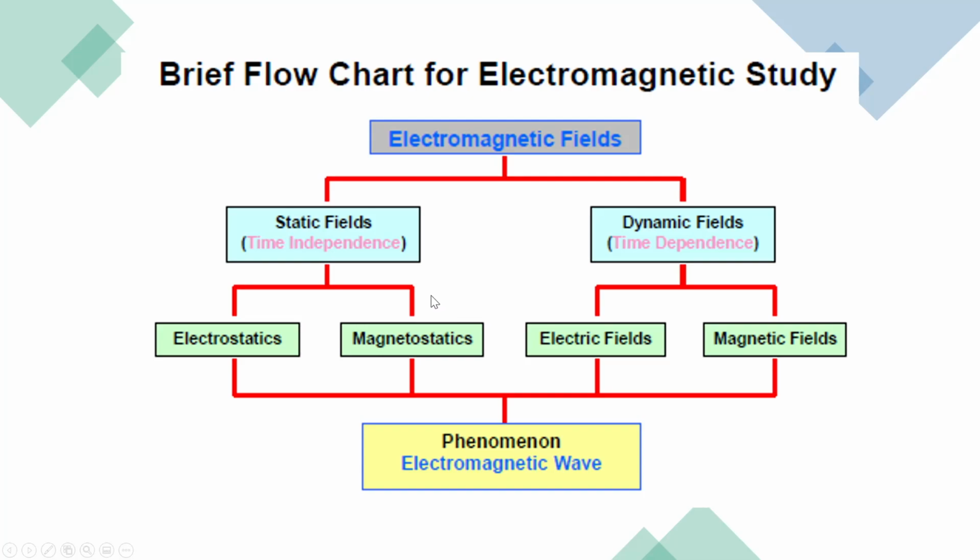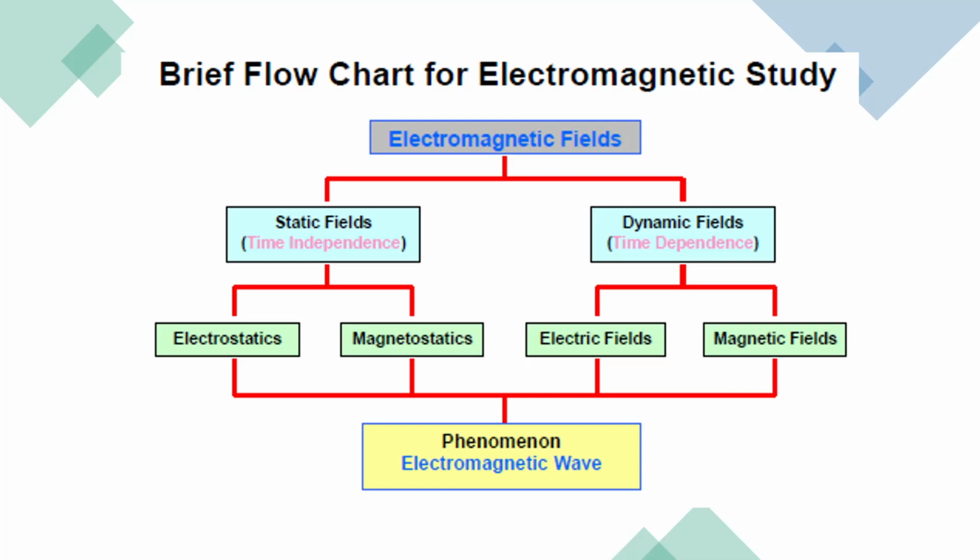So the study of electromagnetic fields is divided into two. You have static fields and dynamic fields. For static fields, we have electrostatics, and for magnetism, we have what you call your magnetostatics. For dynamic fields, you have electric fields and magnetic fields. Collectively, these concepts would explain electromagnetic wave phenomena.